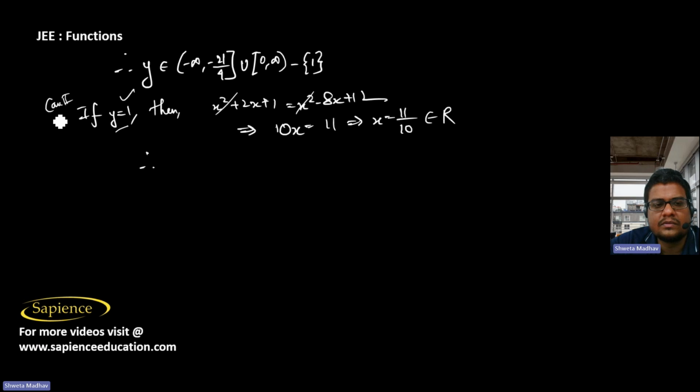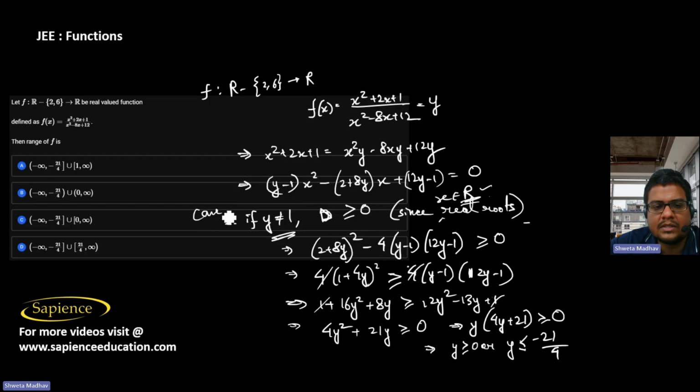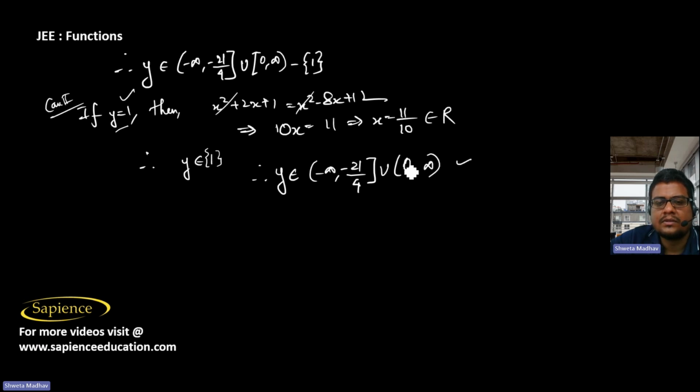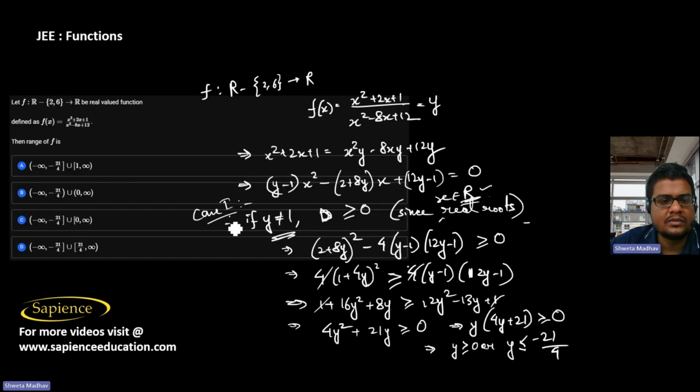So this one was case 2, this one was case 1, if y is 1. So in between the different cases, we should always take union. So therefore here it is coming y belongs to {1}. So y can be 1 also. So therefore if you take the union of these two sets, then we will get y belongs to minus infinity to minus 21 by 4 union 0 to infinity. So 0 is also included. So option C is the correct answer.